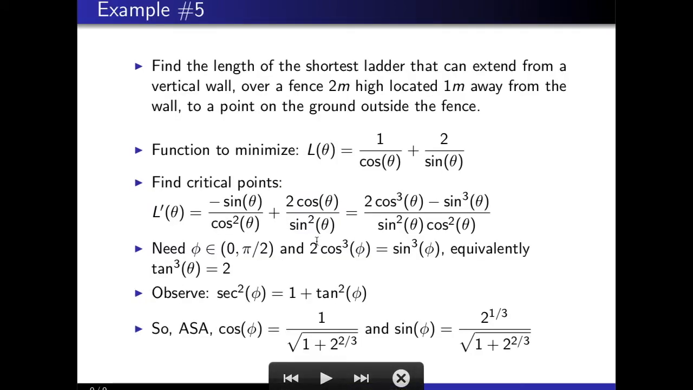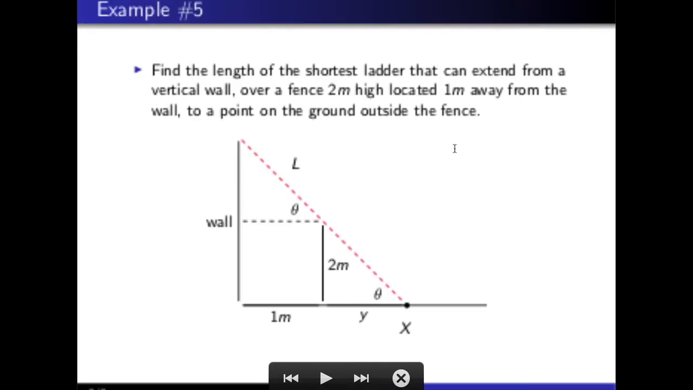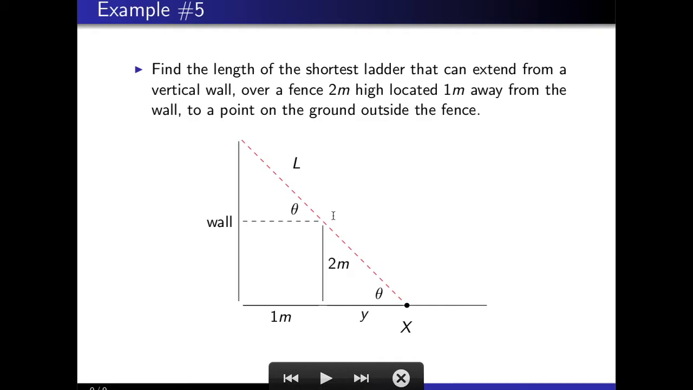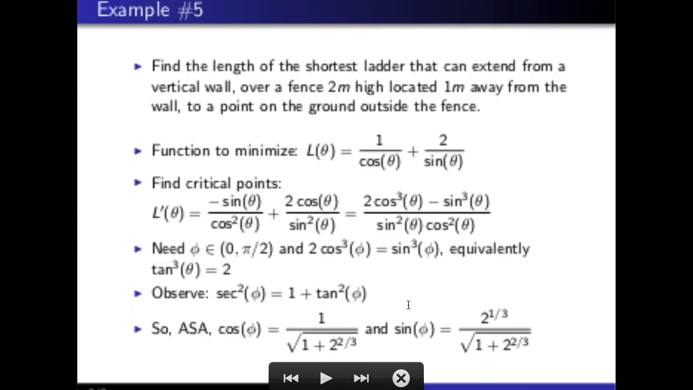Okay, so the function we're going to want to minimize is 1 over the cosine of theta plus 2 over the sine of theta. So where are these parts coming from? Well, the 1 over the cosine of theta is coming from this part of the length of the ladder. And then 2 over the sine of theta is coming from this second half of the ladder.